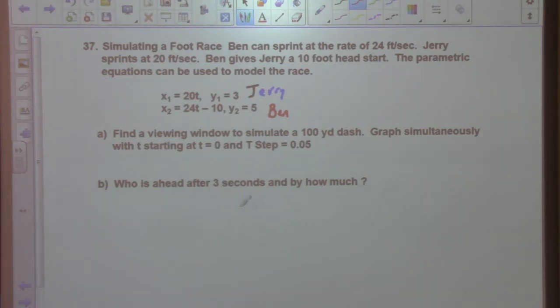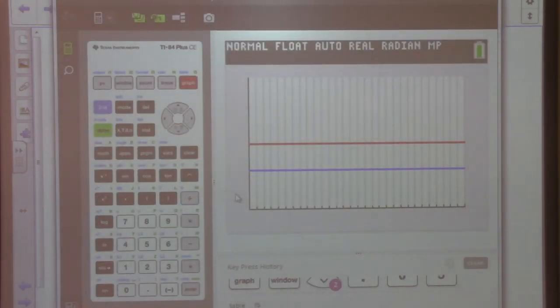All right, and then it says, so now we have done this, right? We have done this in our calculator, and now we're asked the question, who's ahead after 3 seconds and by how much? How do we find that out? What are you going to do with this calculator? Which button are you going to trace that's going to take you there? Somebody said it. Somebody said trace.